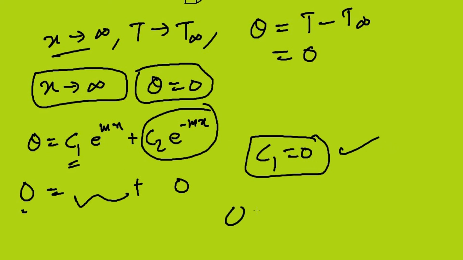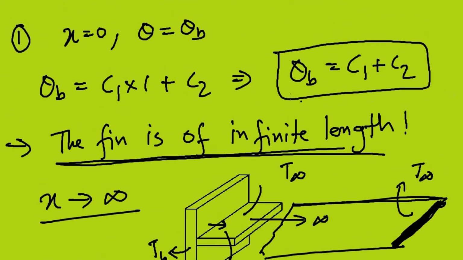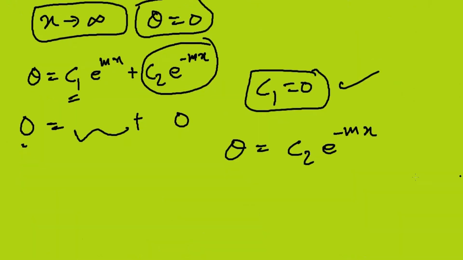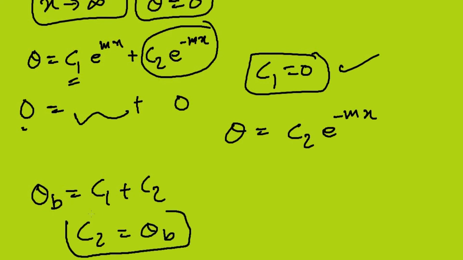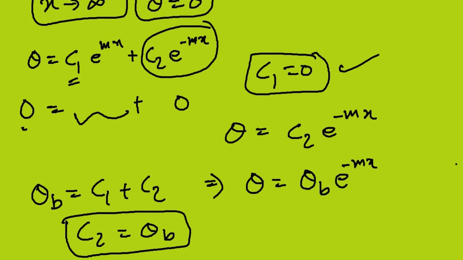So what does my expression become? Theta equals c2 e power minus mx. Also what I know is theta b is c1 plus c2. So theta b equals c1 plus c2. But c1 is 0. So c2 is nothing but theta b. So what I can write is theta equals theta b e power minus mx. This is what I have.